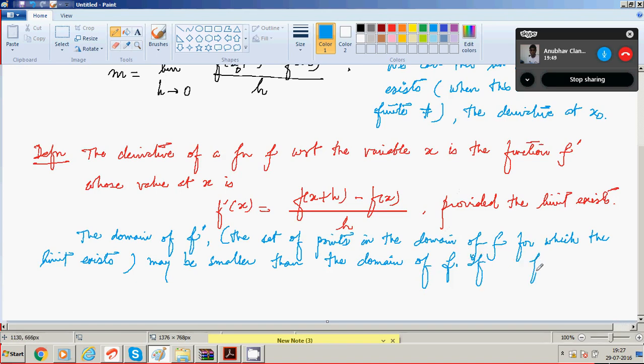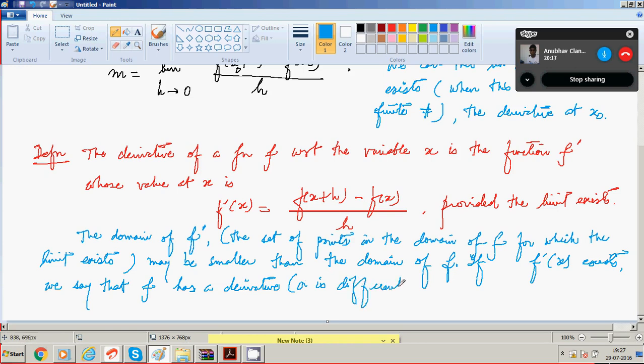If f prime of x exists, we say that f has a derivative or is differentiable at x. Next, look at some notation in literature.